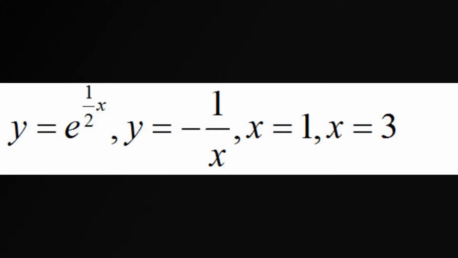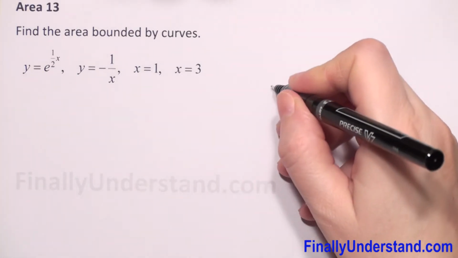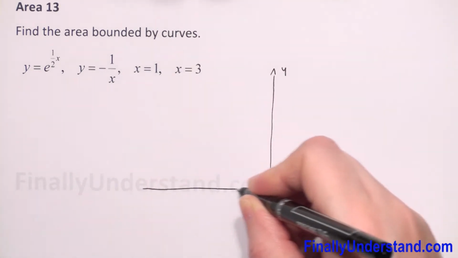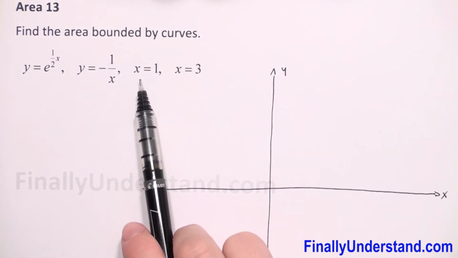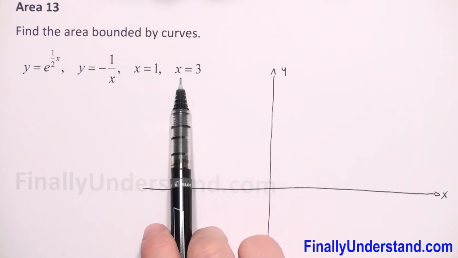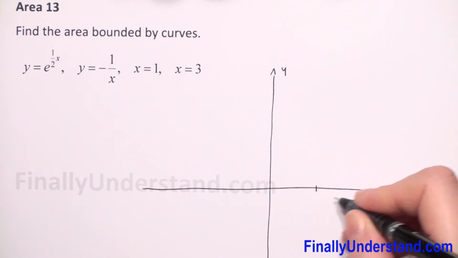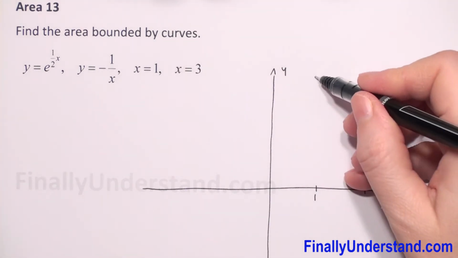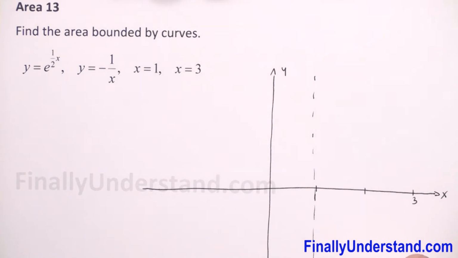We have curves and we have to find the area bounded by these curves. So let's first draw the xy plane. We have curves x equals 1 and x equals 3. So let's first mark 1, 2, 3. So this is our x equals 1, and this is our x equals 3.